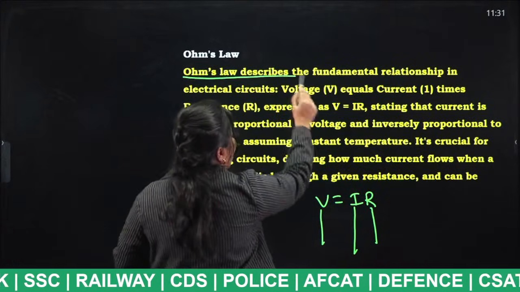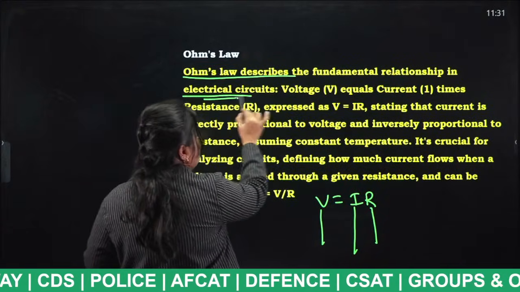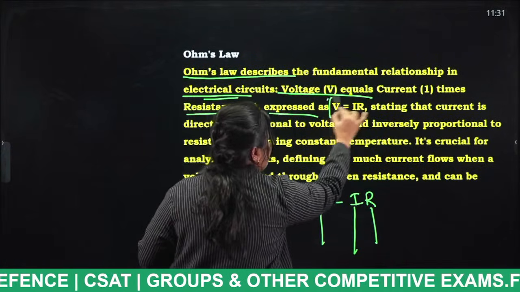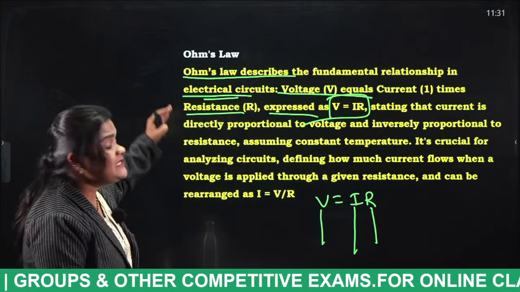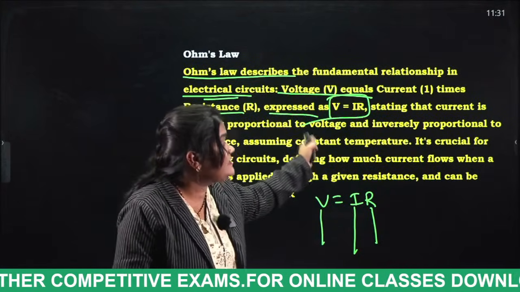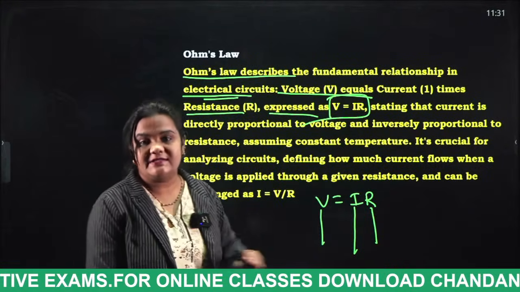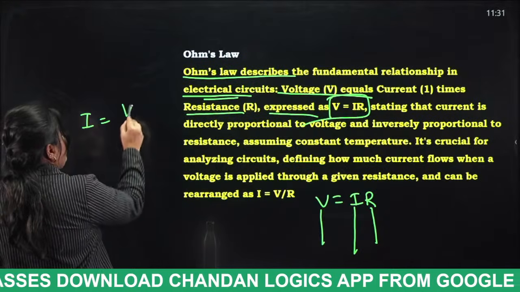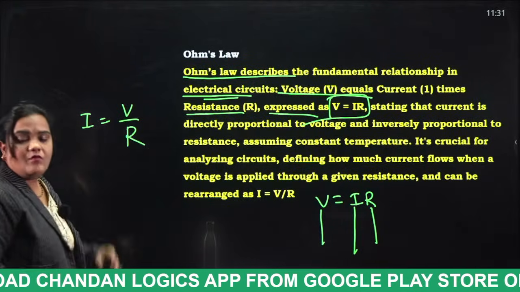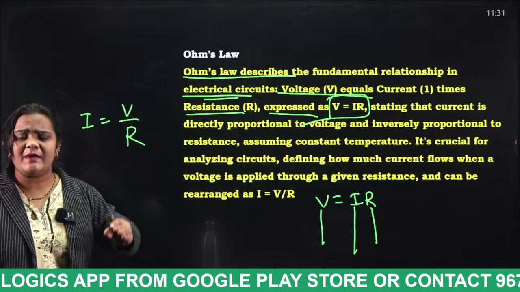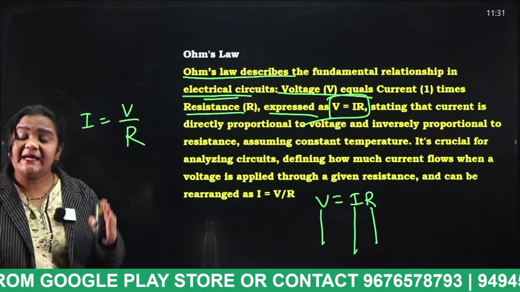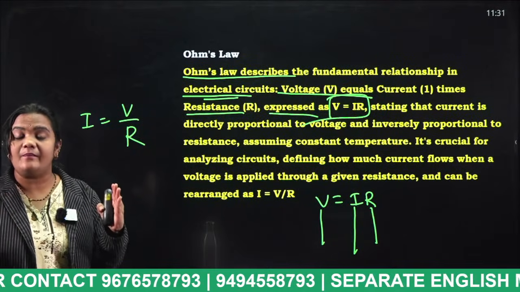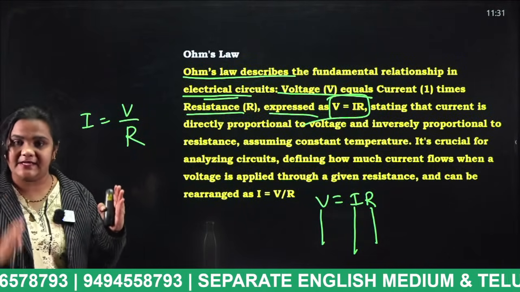Ohm's law describes the fundamental relationship in electric circuits. Voltage equals current times resistance, expressed as V is equal to IR, stating that current is directly proportional to the voltage and inversely proportional to the resistance. Okay, what do you mean by this, students? I is equal to V by R. What is it saying? Resistance is nothing but what, students? Resistance is nothing but opposing the flow of charges or flow of electricity.